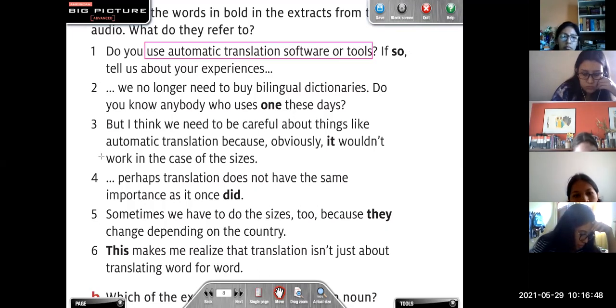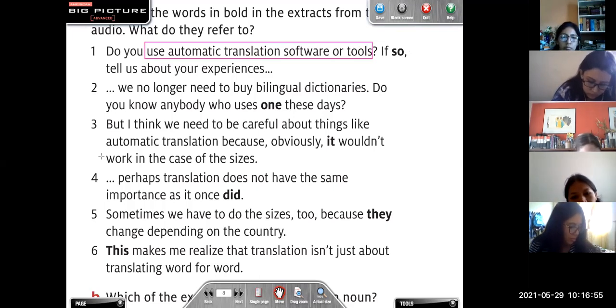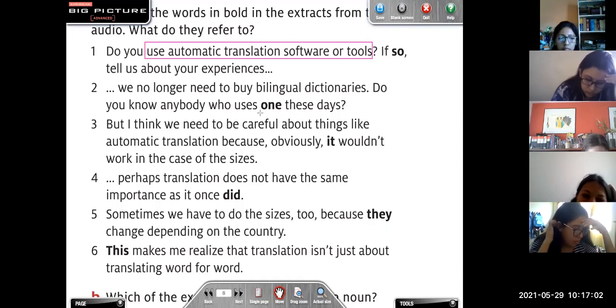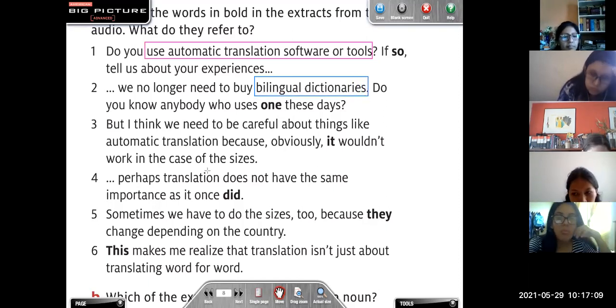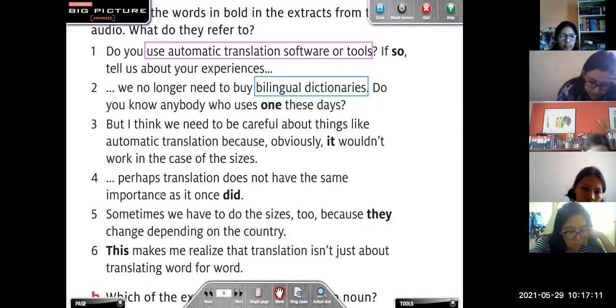Number two, we no longer need to buy bilingual dictionaries. Do you know anybody who uses one these days? What do we refer to with "one"? Bilingual dictionary. Bilingual dictionaries, right? Very good. Number three, but I think we need to be careful about things like automatic translation because obviously it wouldn't work with the case of sizes.